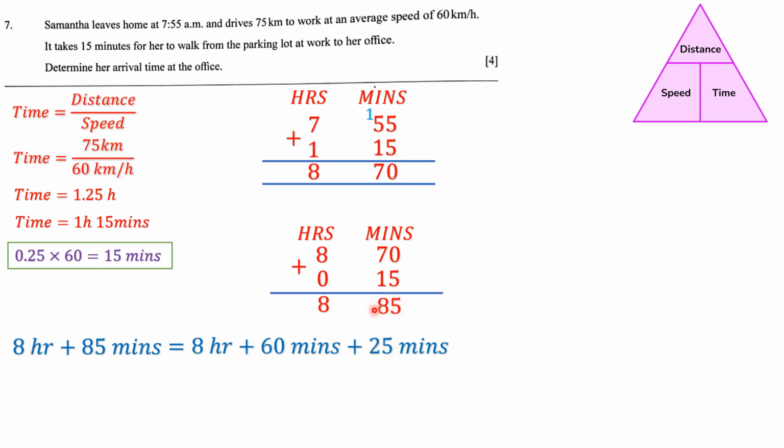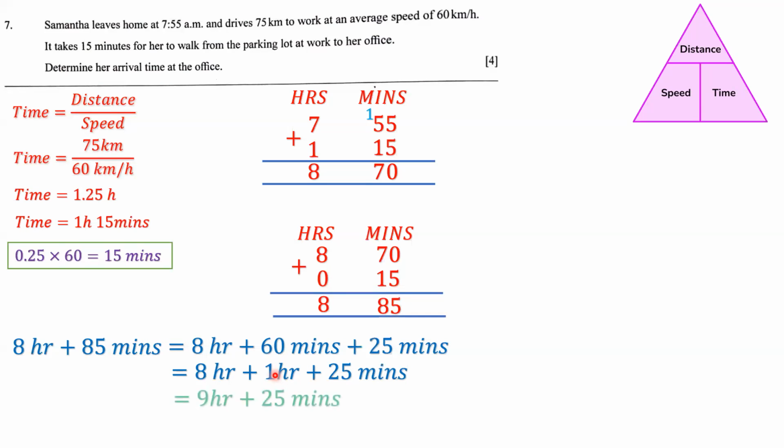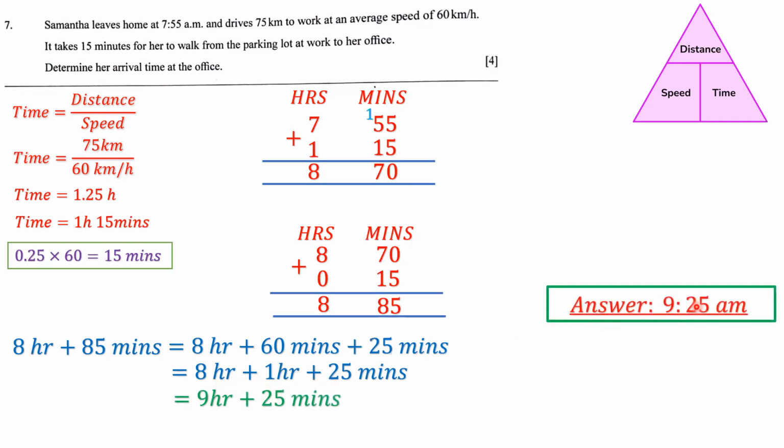How do we do that? Well, we subtract 60 from 85 to get 25. We know that an hour is 60 minutes, so we convert 60 minutes to an hour. So you have 8 hours, 1 hour, and 25 minutes. If we add 8 hours and 1 hour, we get 9 hours and 25 minutes. And so that means that she arrived at her office at 9:25 a.m. So she left home at 7:55 a.m.